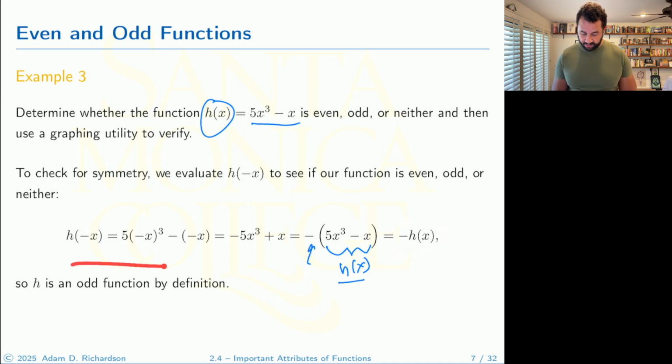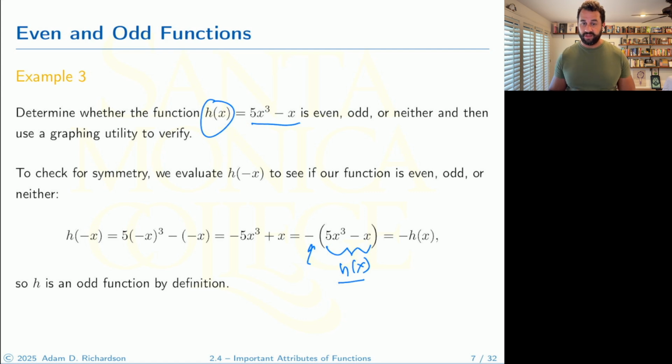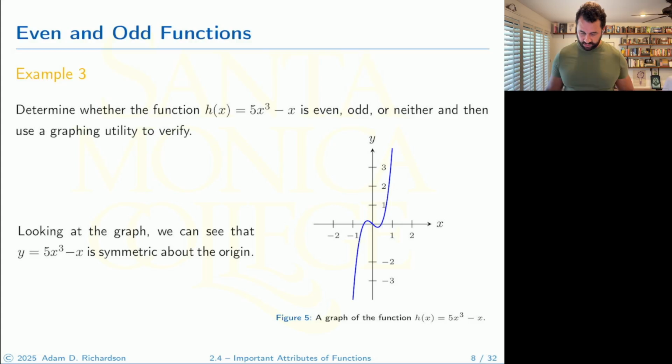So we've shown through this string of true equalities, this chain of true equalities, which you want to try to emulate with your own work, that h of negative x equals negative h of x. So that means h has to be odd by definition. So this is how you show it algebraically, right? What does it look like geometrically? This is where the graphing utility comes in. So if we take a look at the graph on Desmos or a graphing calculator or any other graphing utility you want to use, you'll see that it has that symmetry about the origin. Here it is, right?